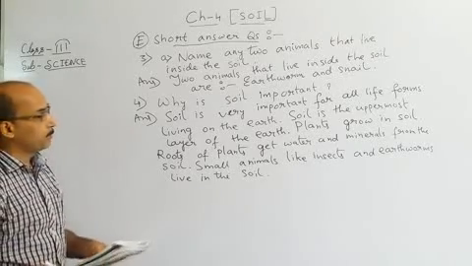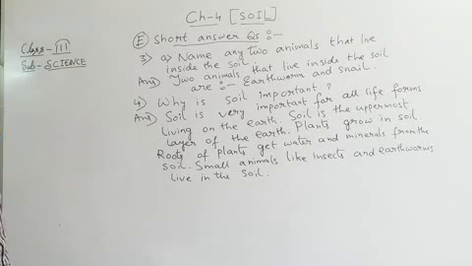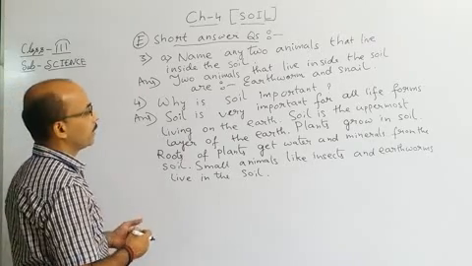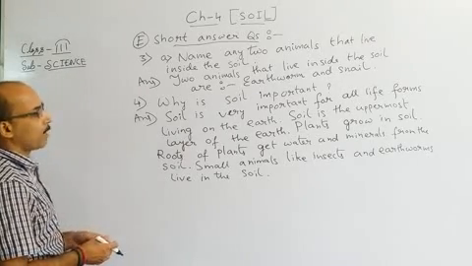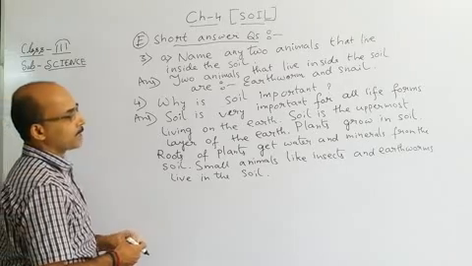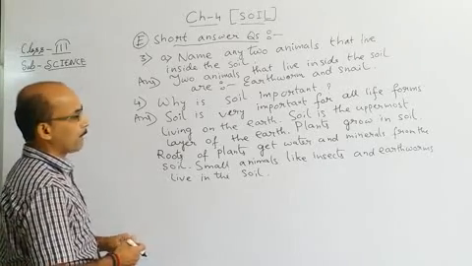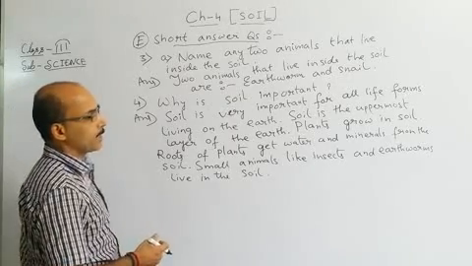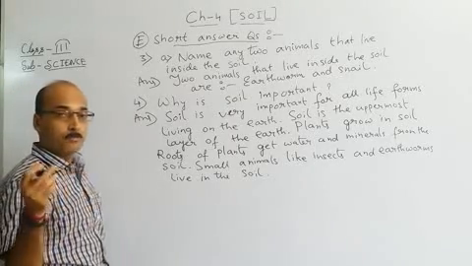So I will repeat the answer that I have written here. Why is soil important? Soil is very important for all life forms living on the earth. Soil is the uppermost layer of the earth. Plants grow in soil. Roots of plants get water and minerals from the soil. Small animals like insects and earthworms live in the soil.